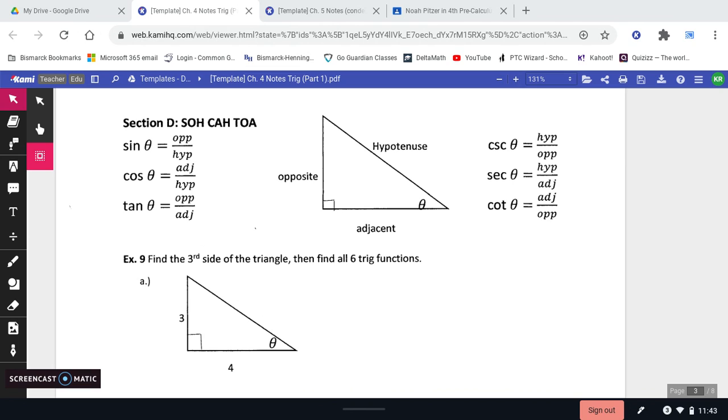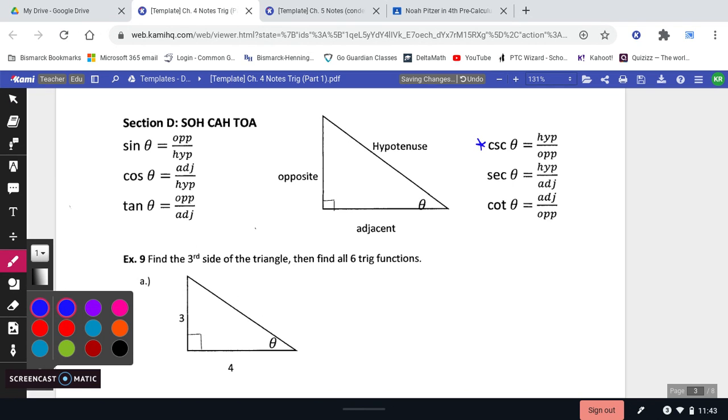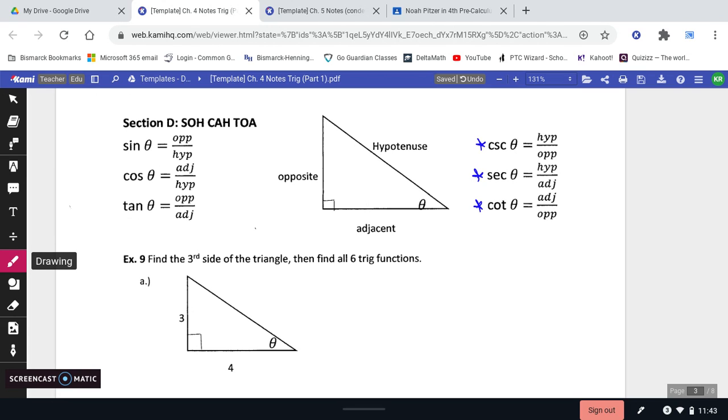Okay, so SOHCAHTOA, remember sine is opposite over hypotenuse, cosine adjacent over hypotenuse, tangent opposite over adjacent. Then you have your other three trig functions, your reciprocal trig functions here that match up. So sine and cosecant are reciprocals of each other, cosine and secant, and tangent and cotangent.